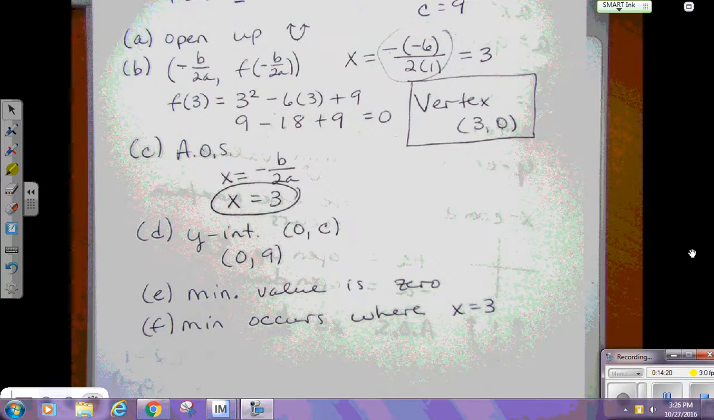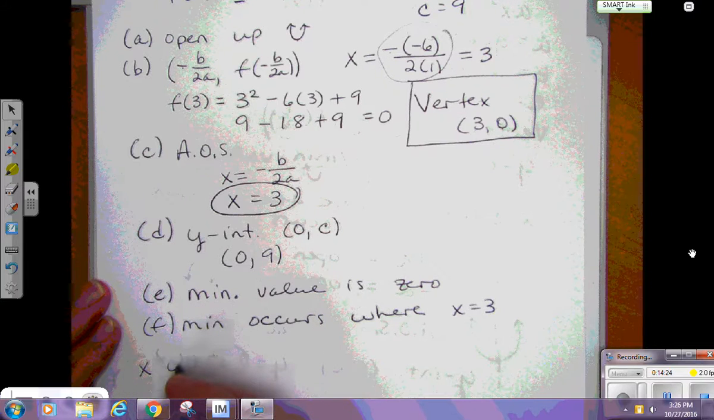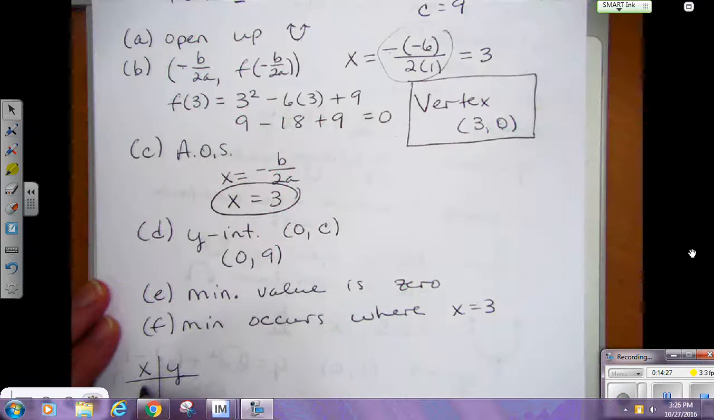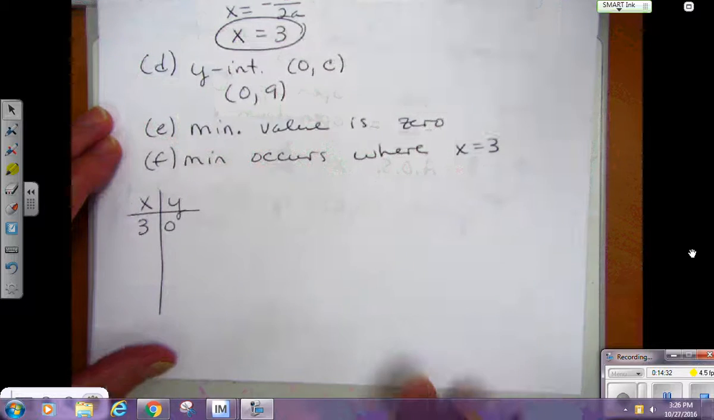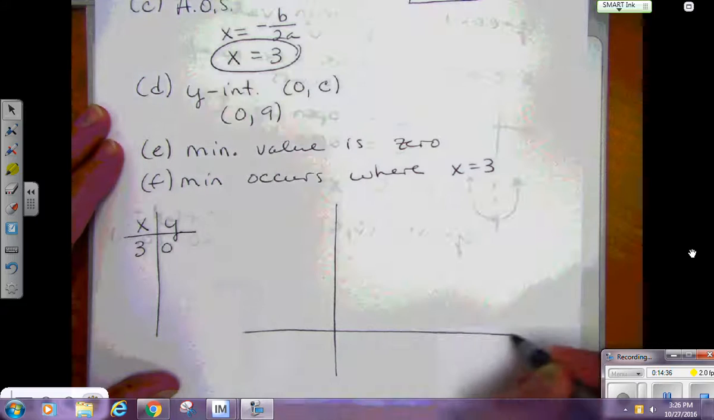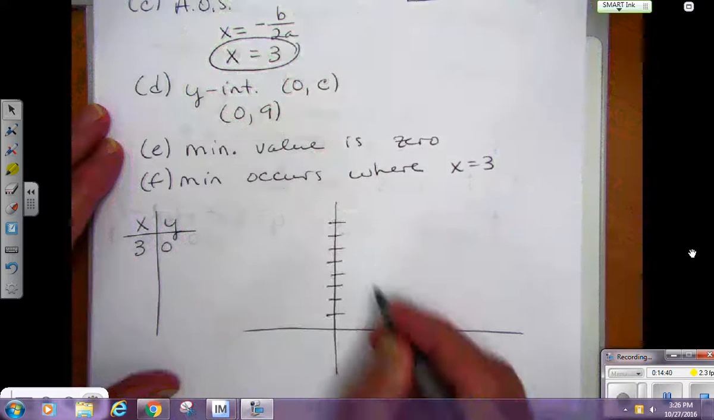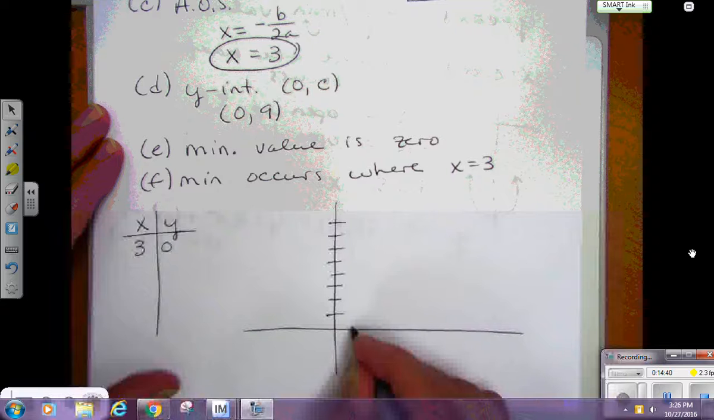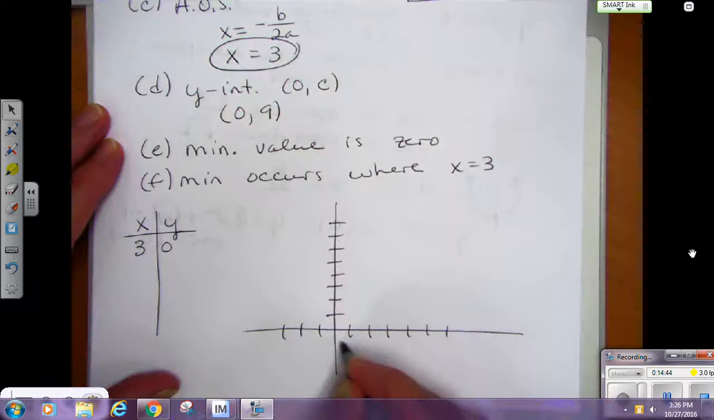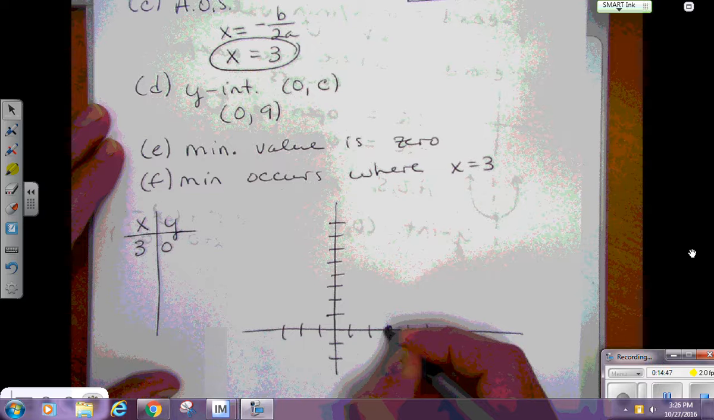So now I'm ready to graph. I'm going to make a table of values. The first set of values I'm going to use is the vertex. You always want to start with the vertex. That's the most important point. Okay, so I'm going to draw my graph. And you guys need to use graph paper whenever you do this. So 3, 0 is right here on the x-axis.